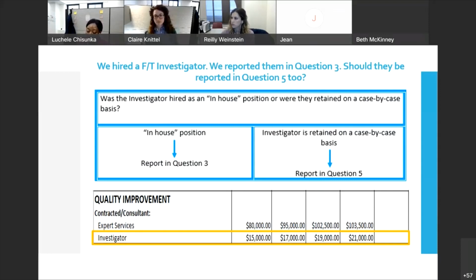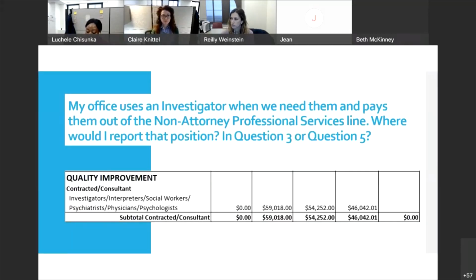If you have an investigator that is retained on a case-by-case basis, they are most likely not an in-house position. So what would an investigator that is retained on a case-by-case basis look like in the budget? They would most likely be grouped together, as you can see on this slide, with other non-attorney professional services: investigators, interpreters, social workers, psychiatrists, etc. That would most likely be an investigator that you would report in question number 5.